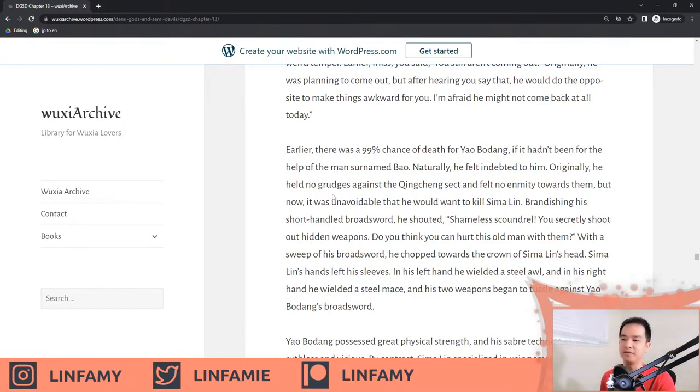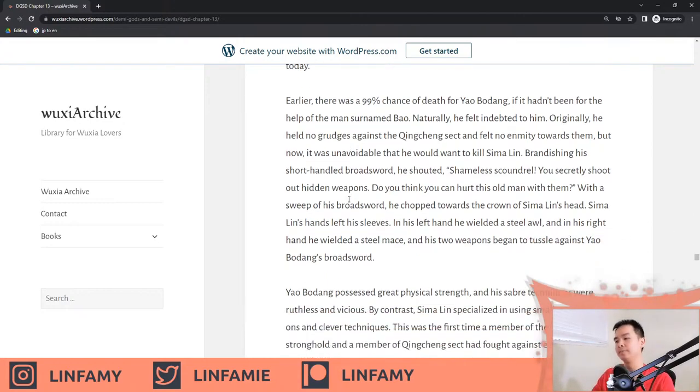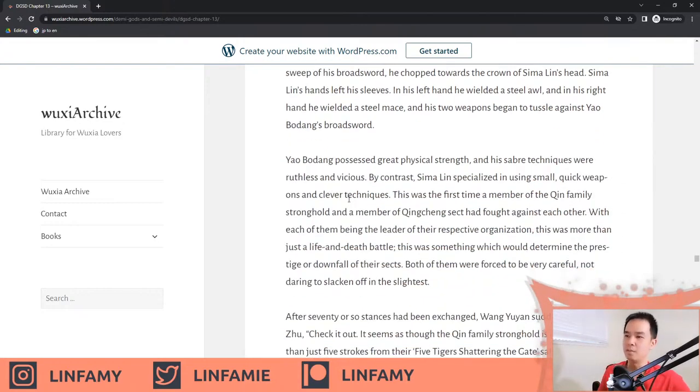Sima Lin's hands left his sleeves. In his left hand, he wielded a steel awl, and in his right hand, a steel mace, and his 2 weapons began to tussle against Yao Bodong's broadsword. Yao Bodong possessed great physical strength, and his saber techniques were ruthless and vicious. By contrast, Sima Lin specialized in using small, quick weapons and clever techniques.